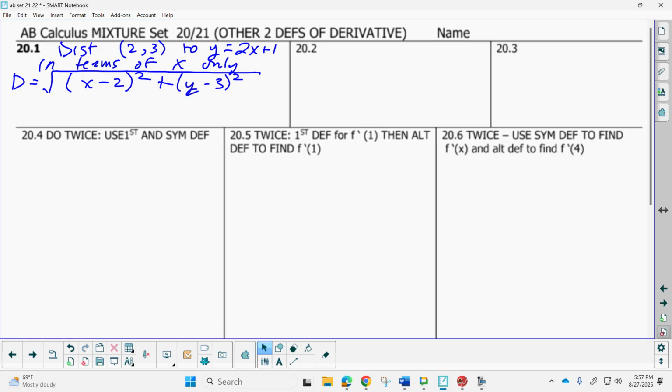Here goes. One of the ones I want to talk about is 20.1. It said, express the distance from, I'm going to draw over here, I know that's not this problem, from y equals 2x plus 1 to the point 2, 3, express the distance in terms of x only. Now this is not a one-off. This is meant to prepare you for a calculus idea called optimization.